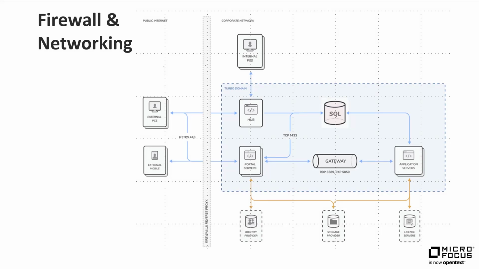And here is a diagram for the architecture. As you can see, the application servers communicate with the portal server over the RDP and RXP ports, and then everything else communicates over 443 or port 80, except for the database. The database communicates over port 1433 by default, and it needs to be open between the server systems.